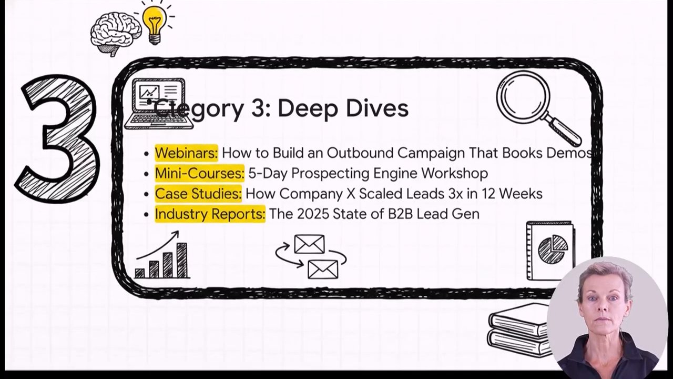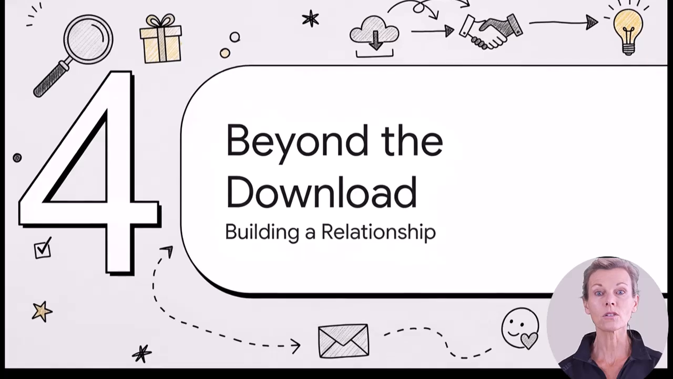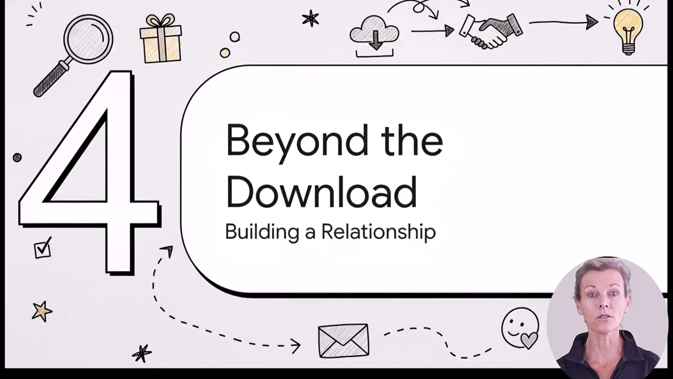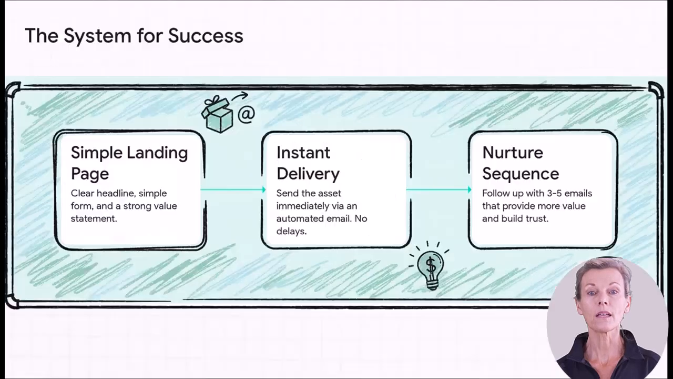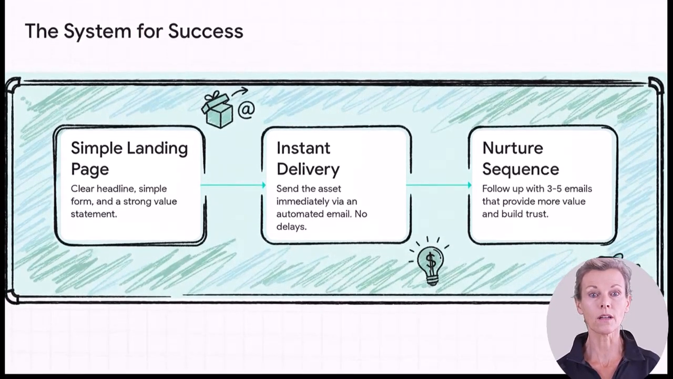Look, creating the perfect lead magnet is really only half the battle. If you stop right there, you are leaving most of the value on the table. So what happens after the click? You need a system. A successful lead magnet system has 3 parts you just can't skip. 1, a super simple landing page.